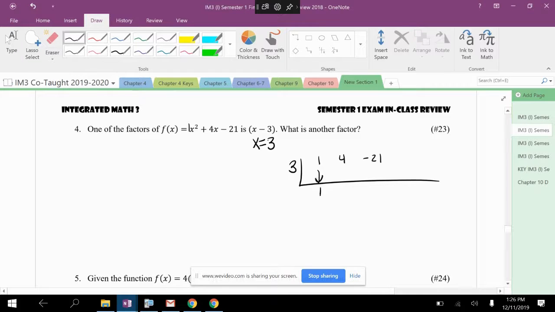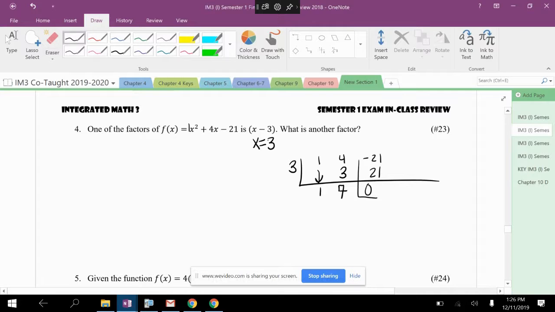Drop down the 1. Do you remember what we do on the outside when we do synthetic? What'd you say? That's in the inside. Multiply. Okay, so 3 times 1 is 3. Now when we're in the inside, we add. So 4 plus 3 gets me 7. Multiply again. 3 times 7 gets me 21.